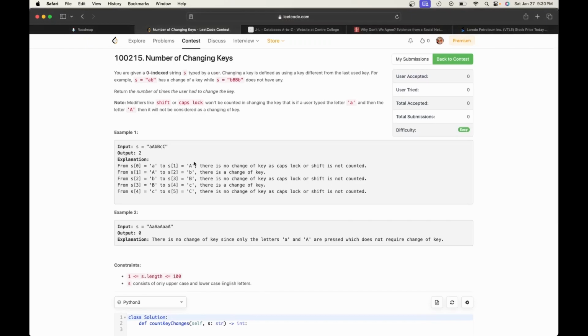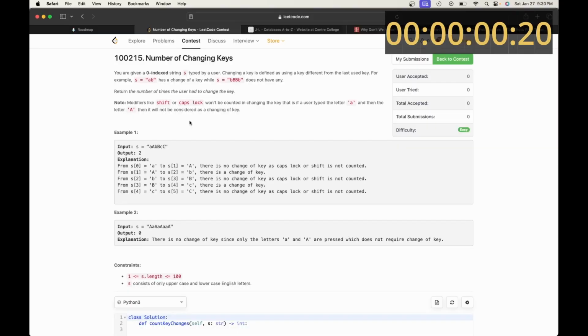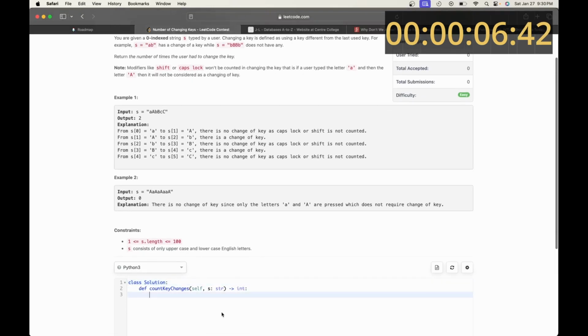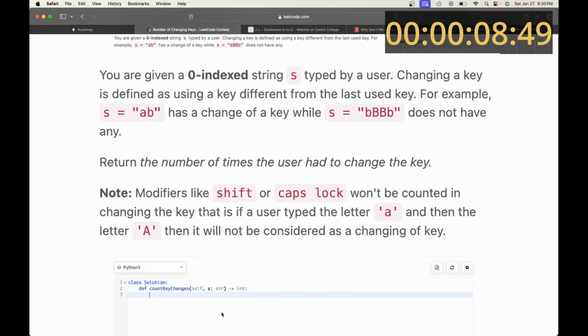All right, let's get after it. So I start off with the first problem. It's only worth 2 points, which is kind of weird because they're usually worth 3. But it's pretty straightforward. It just wants us to check how many times the letters change.